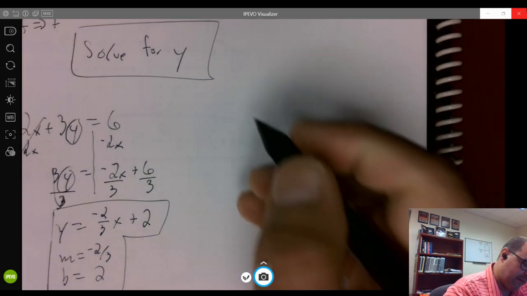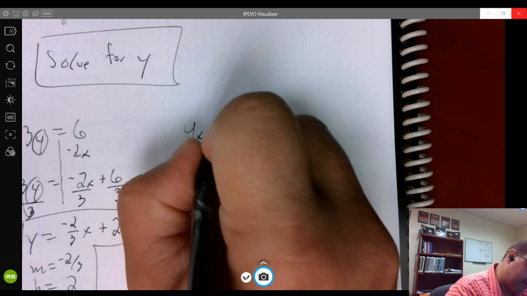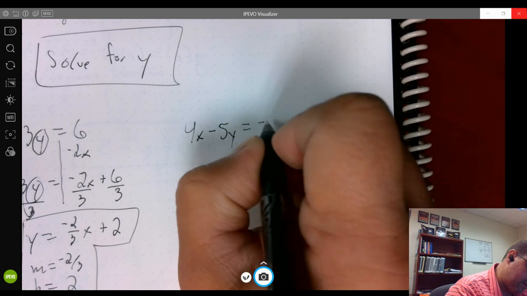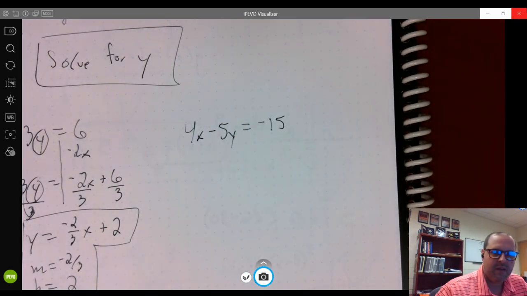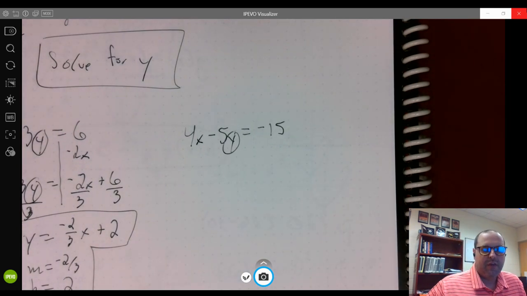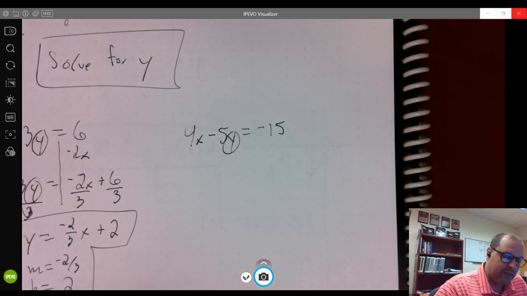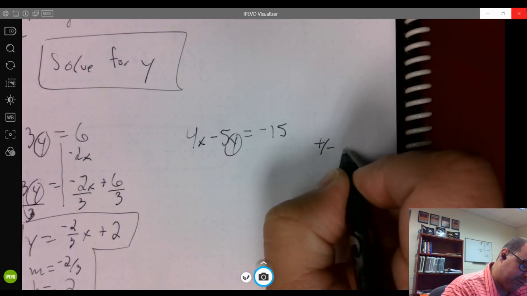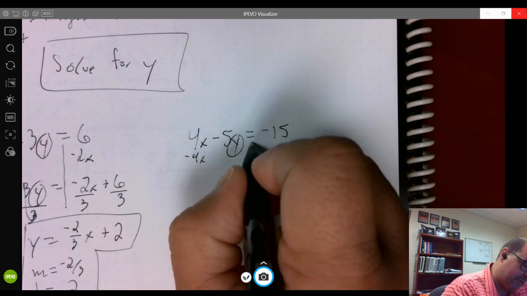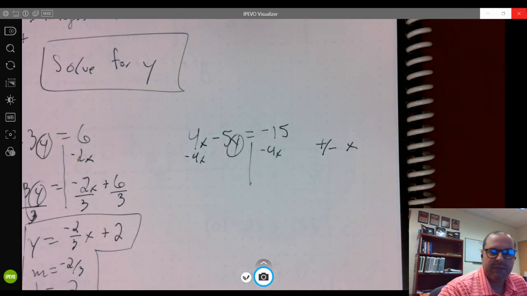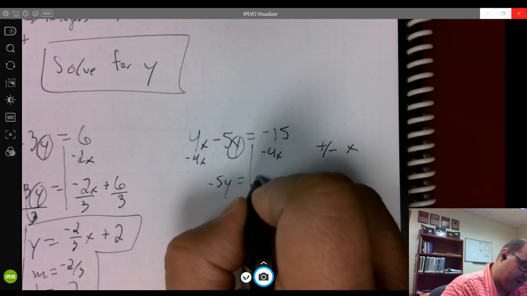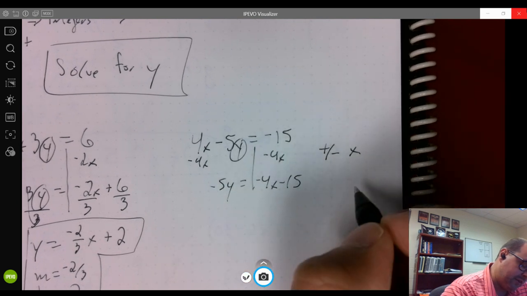Okay. Now, let's say I have 4x minus 5y equals negative 15. Even now that you know this is solving for y, you can think through the steps. The first thing we'll do is add or subtract the x term. So I subtract 4x in this case. Most of the time it's going to be subtracting because this number will be positive anyways. So we have negative 5y equals negative 4x minus 15.